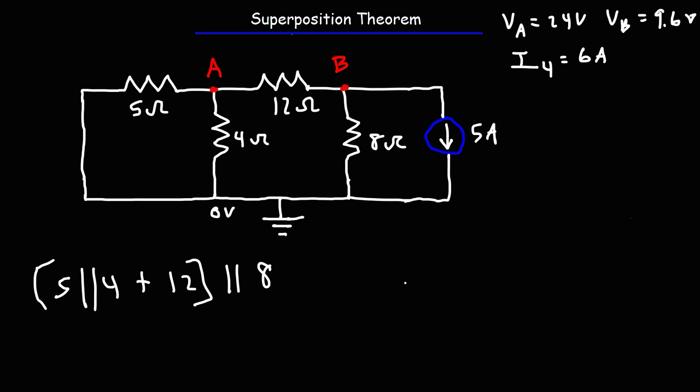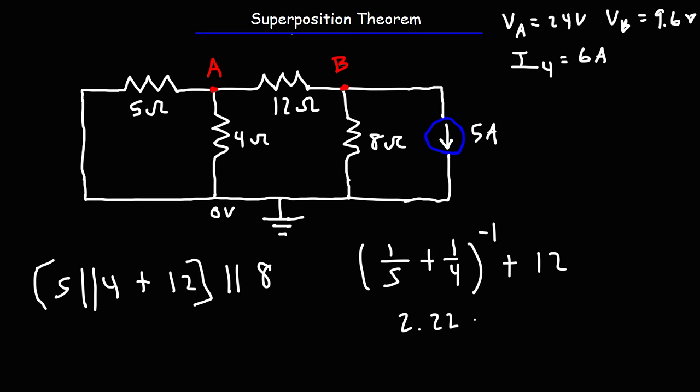So let's do the math. So we have 1 over 5 plus 1 over 4 raised to the minus 1, and then we're going to add 12 to that. 1 over 5 plus 1 over 4 raised to the minus 1, that's 20 over 9, which is 2.2 repeating. And then adding that to 12, that's 128 over 9, which is 14.2 repeating. Now, the 14.2 ohm resistor is parallel to the 8 ohm resistor.